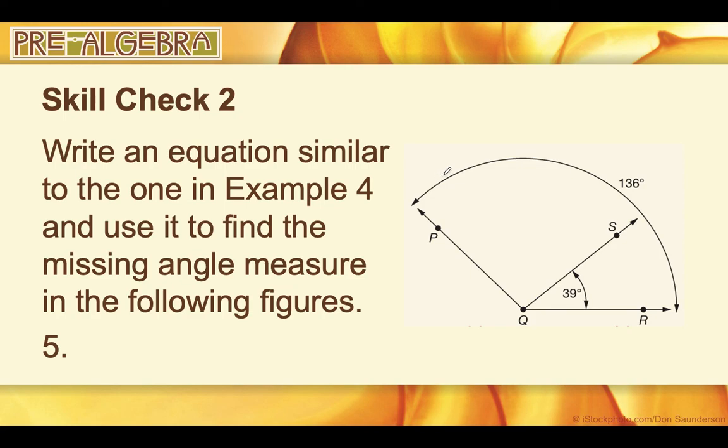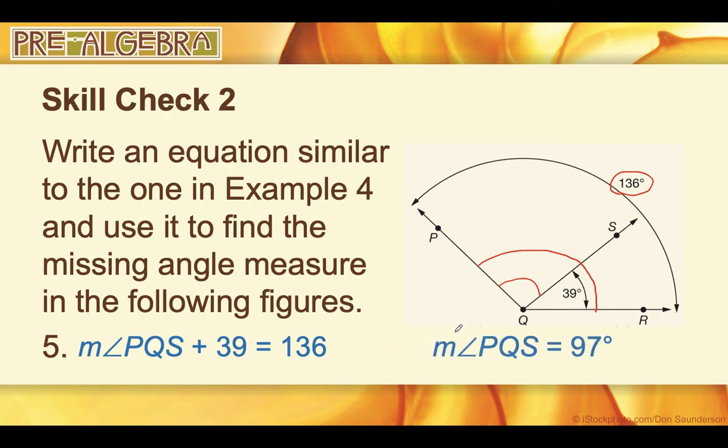Find the missing angle measurement in the following figure now. How would I find angle PQS? Same thing. Both of those angles added together, this angle and this angle right here, will give me the whole entire angle, which they tell me is 136 degrees. Here's my equation. My missing angle is 97 degrees, and we can check that by adding 97 degrees plus 39 degrees. You should get 136 degrees.